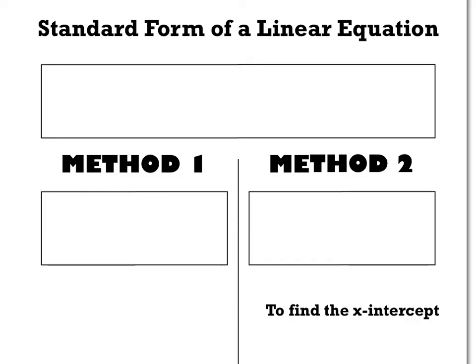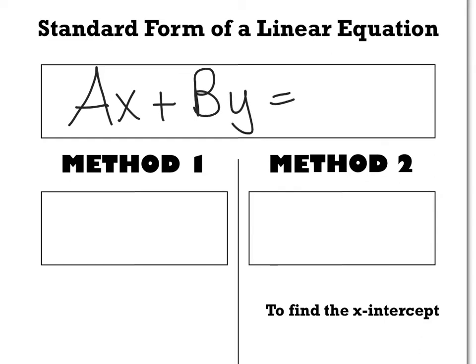Let's first talk about what standard form looks like. Standard form means that the x term and the y term are both on the same side. Now this looks like a whole lot of letters going on here, but the A, the B, and the C are going to be numbers in our equation.